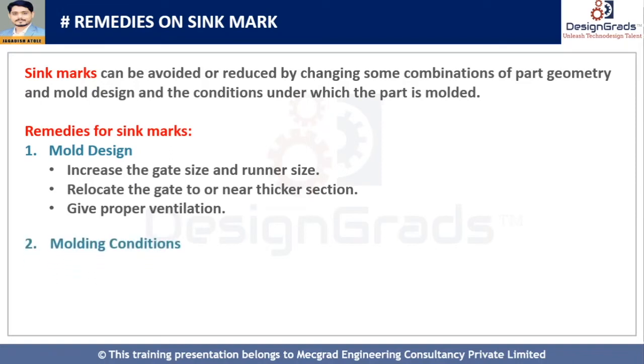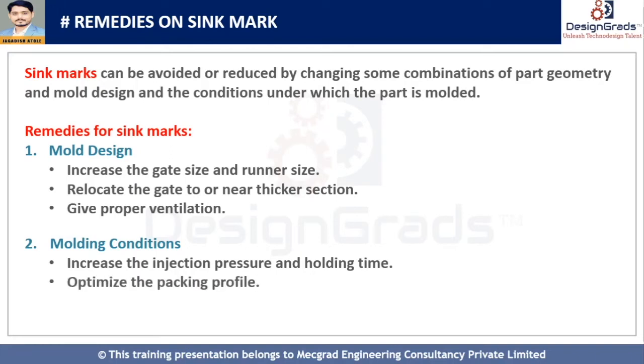Another way is to adjust the molding conditions. It includes increase in the injection pressure and holding time. Increased injection pressure helps to fill the mold properly, and increased holding time helps to settle the material. We can reduce the sink mark by optimizing the packing profile. As sink marks occur during the packing, the most effective way to reduce or eliminate them is to control the packing profile or packing pressure correctly.